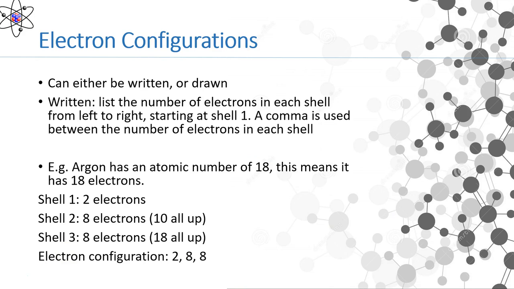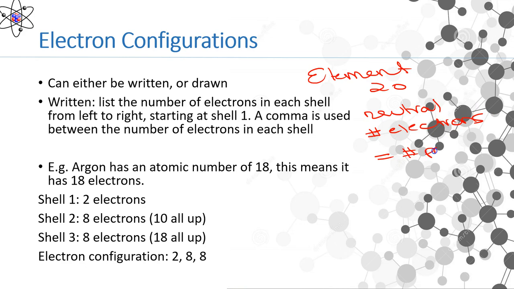Okay, so once we have our number of electrons, we can start to say the pattern that the electrons are in. Okay, and you need to be able to do this up to element 20. Okay, remembering if the element is neutral, the number of electrons is equal to the number of protons. Okay, so in this case, when we write the electron configuration, we write the numbers with a comma between how many electrons are in each shell. When we draw them, we do it with the circles and we draw them in.